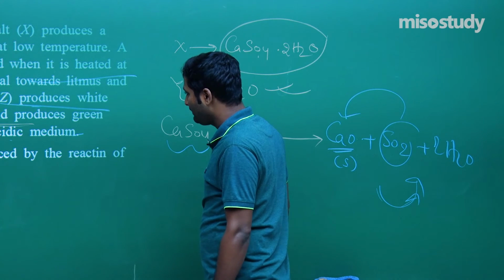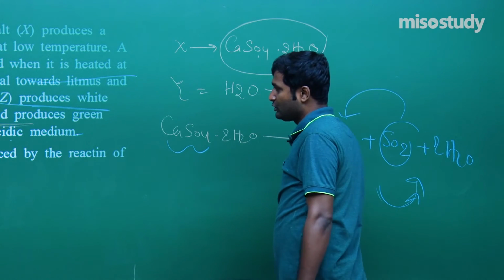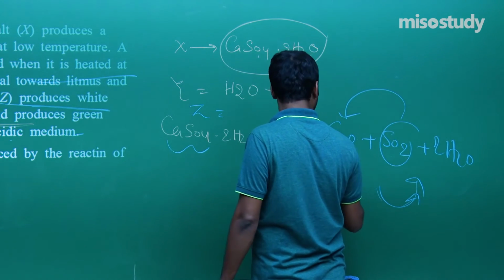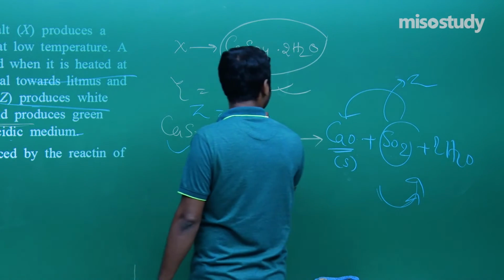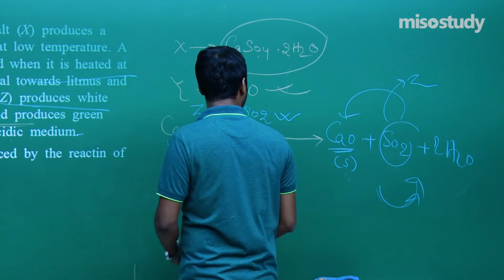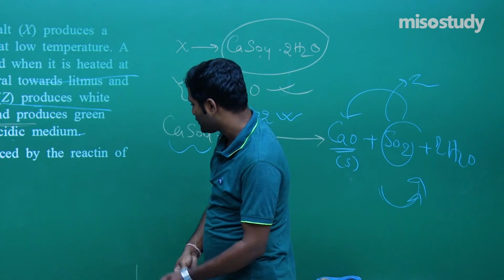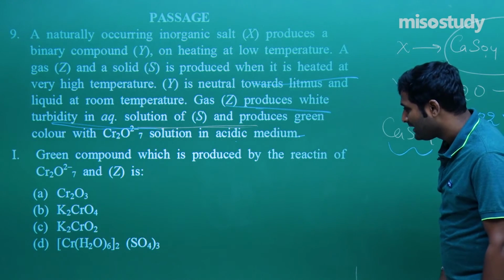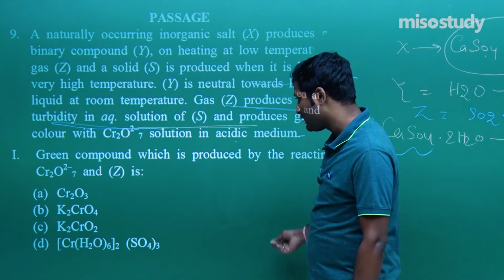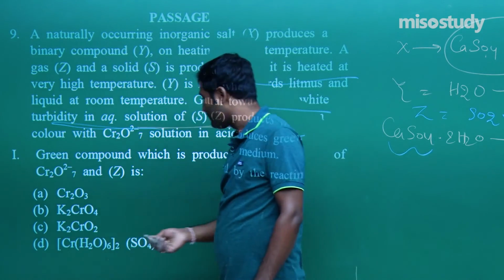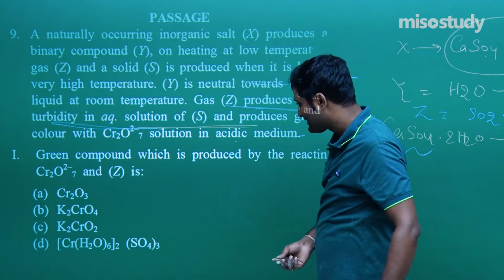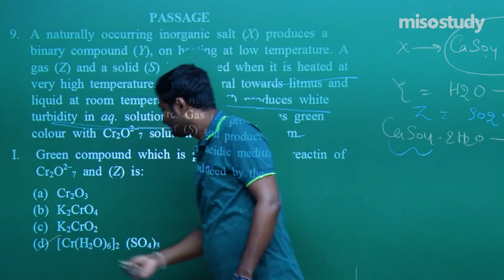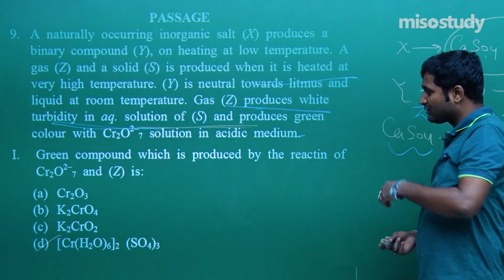Okay. Now, it produces a green color solution in acidic medium. So the Z definitely is, this one is solid and this one is Z. So Z is SO2. Yes, this is the reaction. Now the green compound which is produced by the reaction of Cr2O7 with SO2, that is, the formation of a complex takes place. Cr(H2O)6 SO4 thrice. This is the component. Clear? The first option is D.